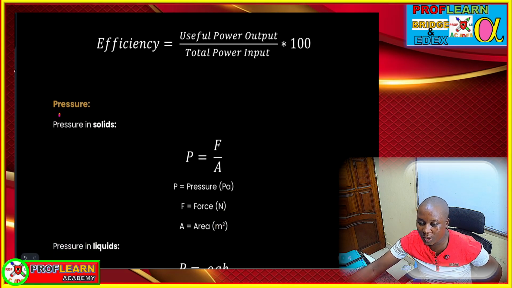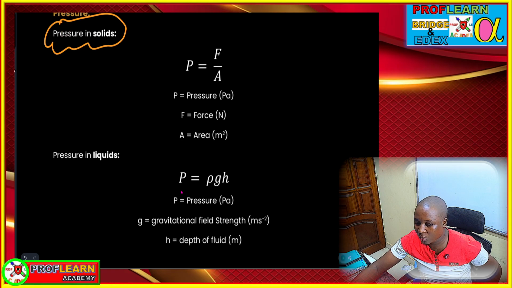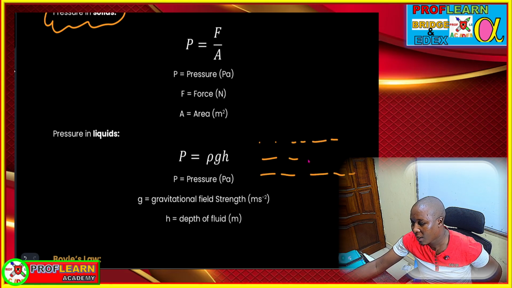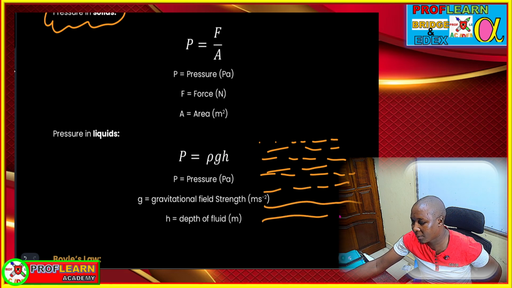Pressure in solids, we are going to use pressure is force over area, and then we are also going to talk of pressure in liquids. So for instance, if we are talking about a liquid in a swimming pool, and we have maybe a substance in water, then if we want to work out the pressure acting on this object, it is going to be what?